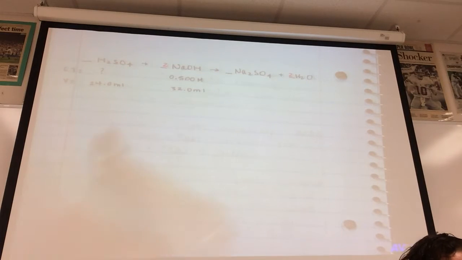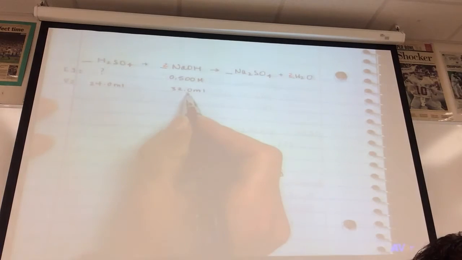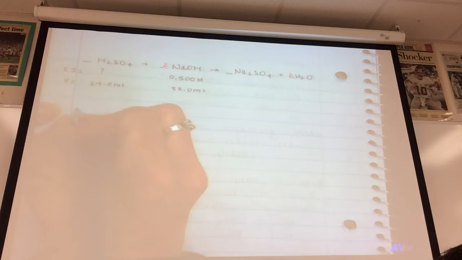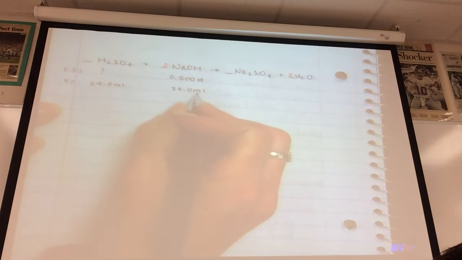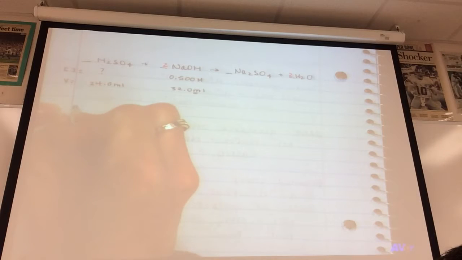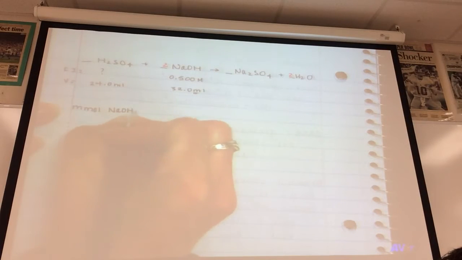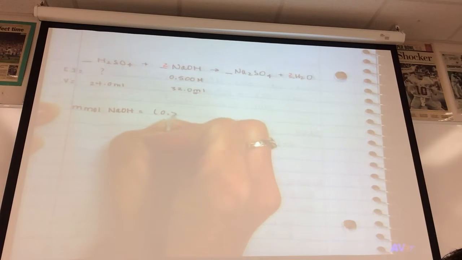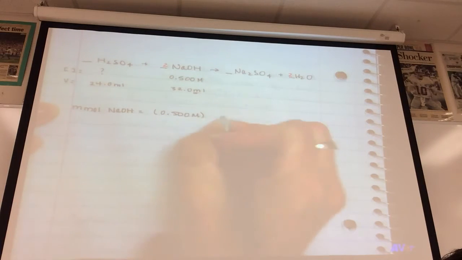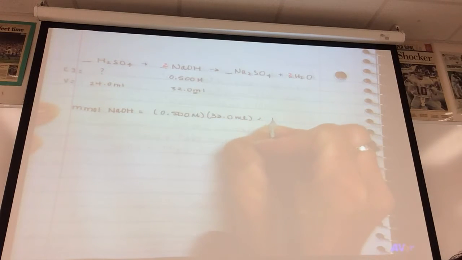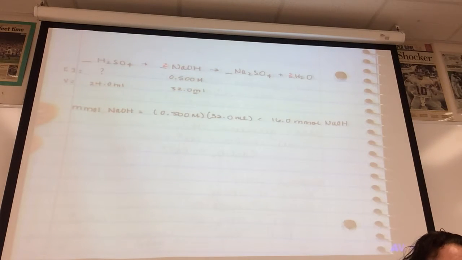For the substance you know both the concentration or molarity and the volume of, I'm going to go after millimoles because they gave me a small quantity. So millimoles of base here is half molar times 32 mL, and 1/2 of 32 is 16 millimoles of base. That's the second step.